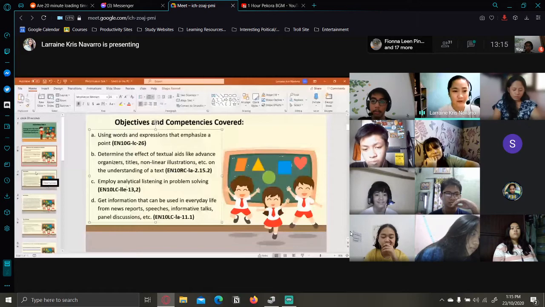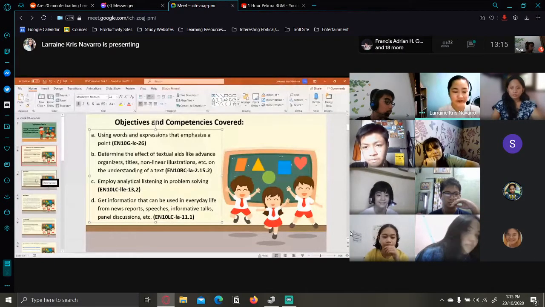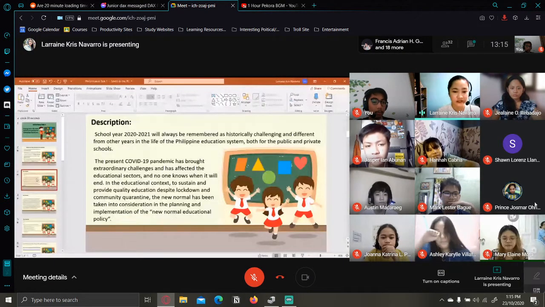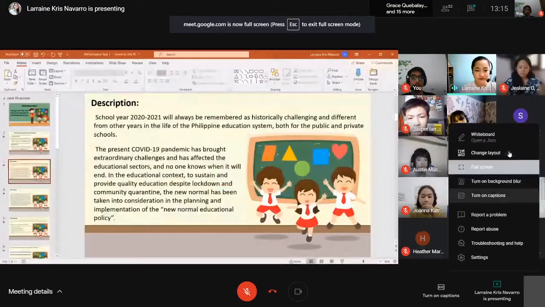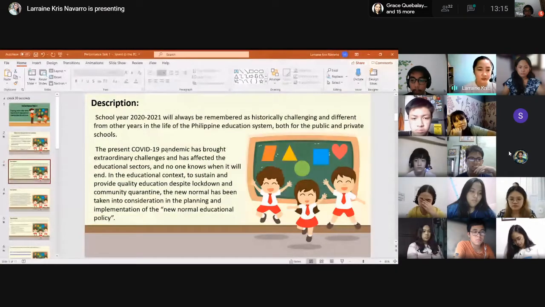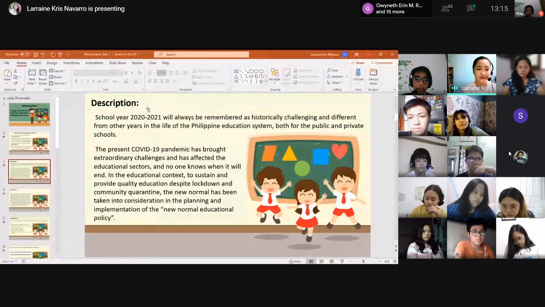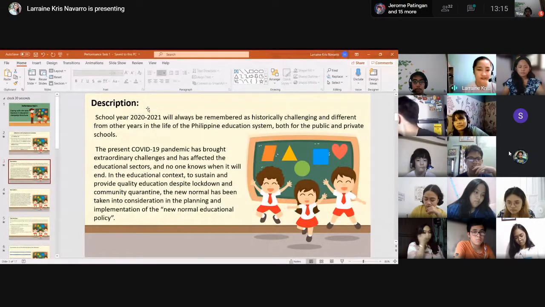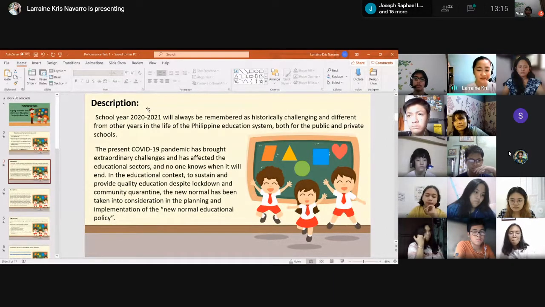Now, let's discuss the description of the said activity. Why do we have to do that? What's the essence of that performance task? The school year 2020 to 2021 will always be remembered as historically challenging and different from other years in the life of the Philippine education system, both for public and private schools. Yes, this will be remembered.